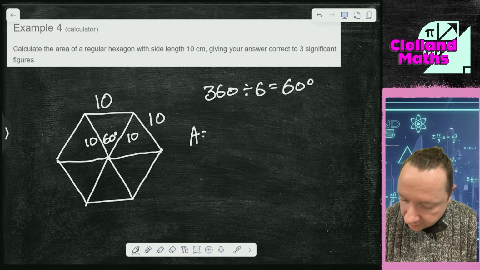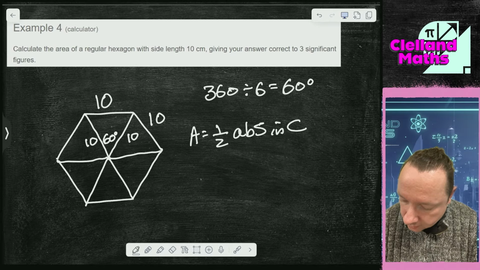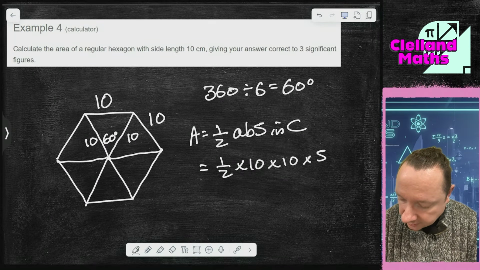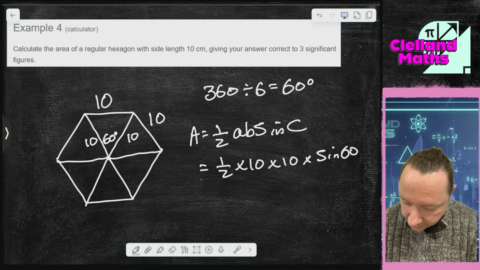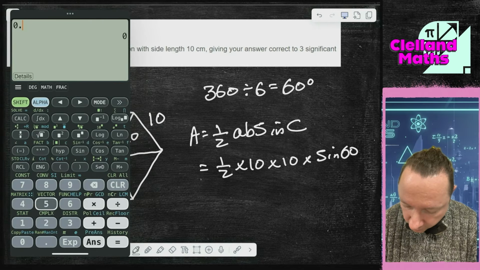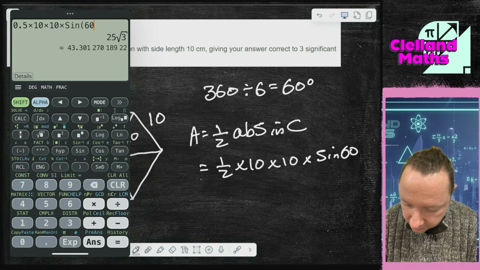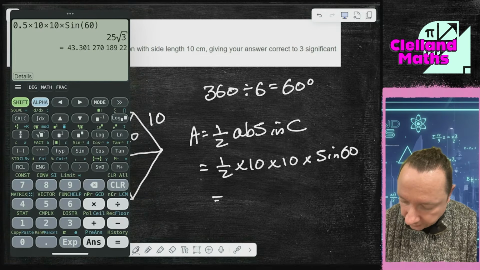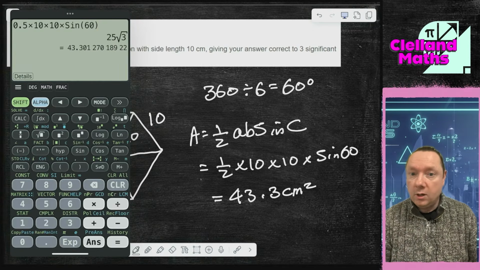So our area is a half AB sine C, which is a half times 10 times 10 times the sine of 60. Getting a calculator, 0.5 times 10 times 10 times sine 60 is 43.3 centimetres squared, and that's just one of the triangles, so now I need to work out all 6.